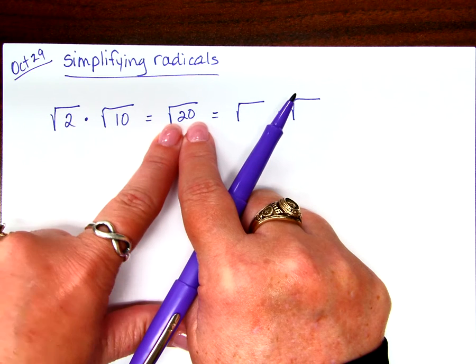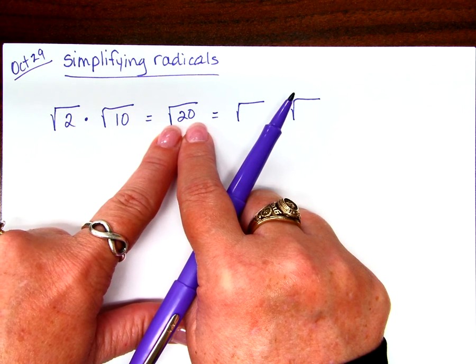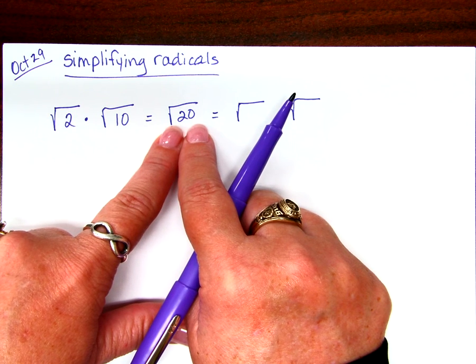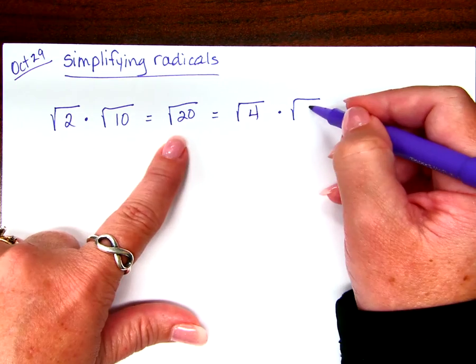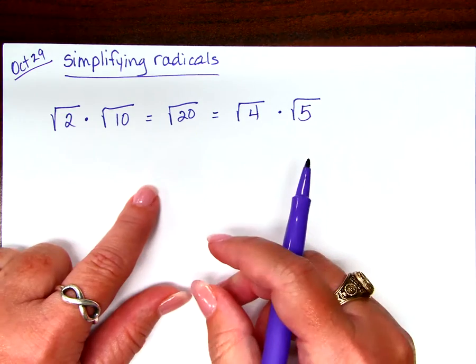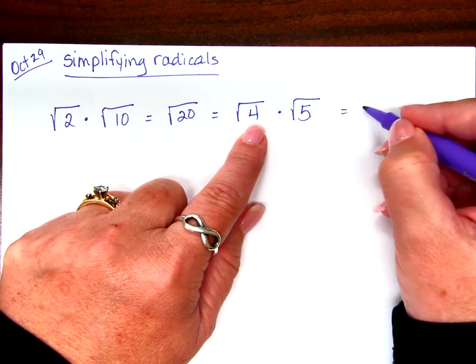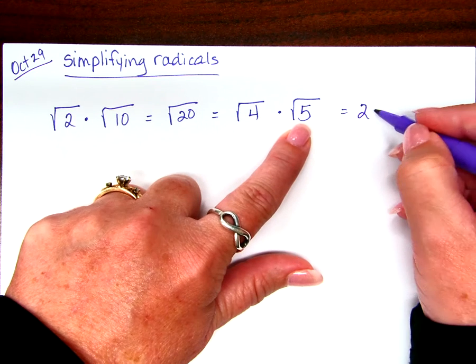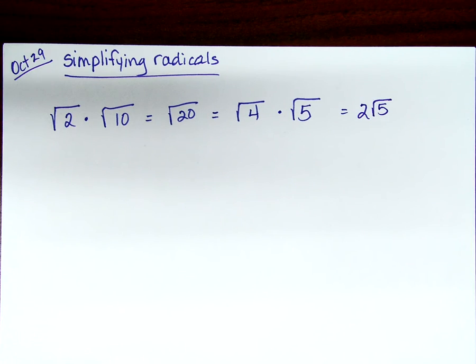Are there any factors of 20 that you do know the square root of? What's the factor that you know the square root of? 4, right? You know 4, and 4 times what equals 20? 5. Well, what's the square root of 4? 2. What's the square root of 5? I don't know either. Done. Do you remember doing that? Good.